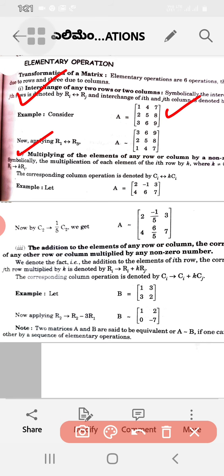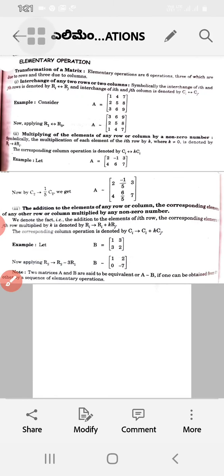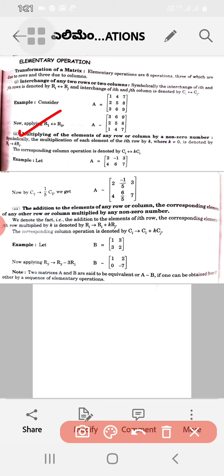So what is the second property here? See, multiplying the elements of any row or column by a non-zero number. Multiplication of elements of any row or column by a non-zero number. So we can multiply any row or any column. I have taken one example, and I also explained it in this class.